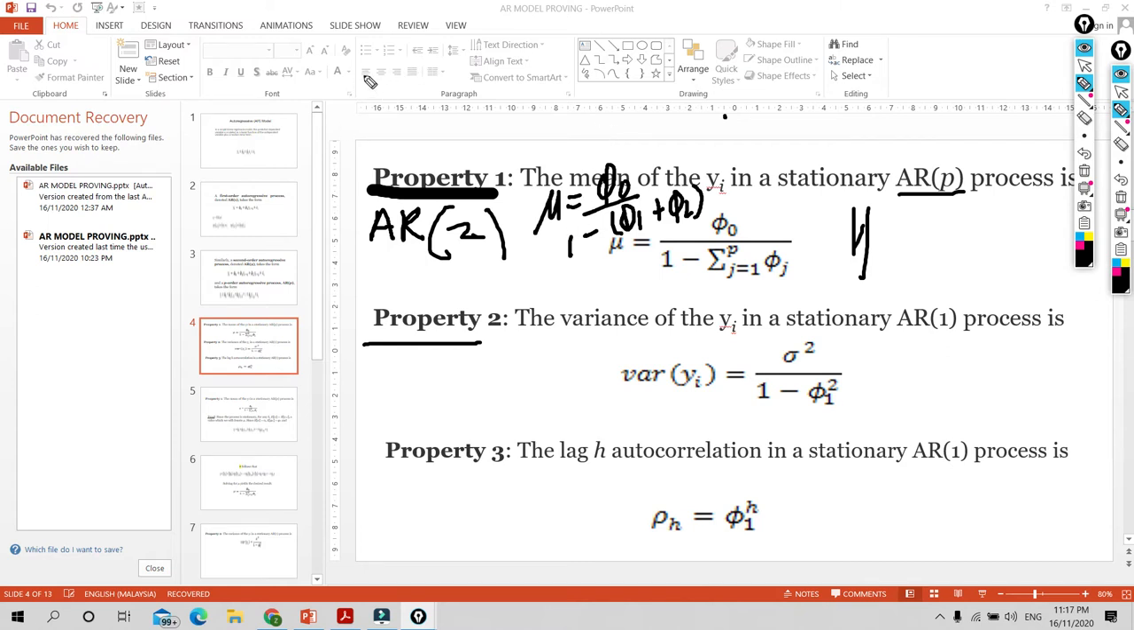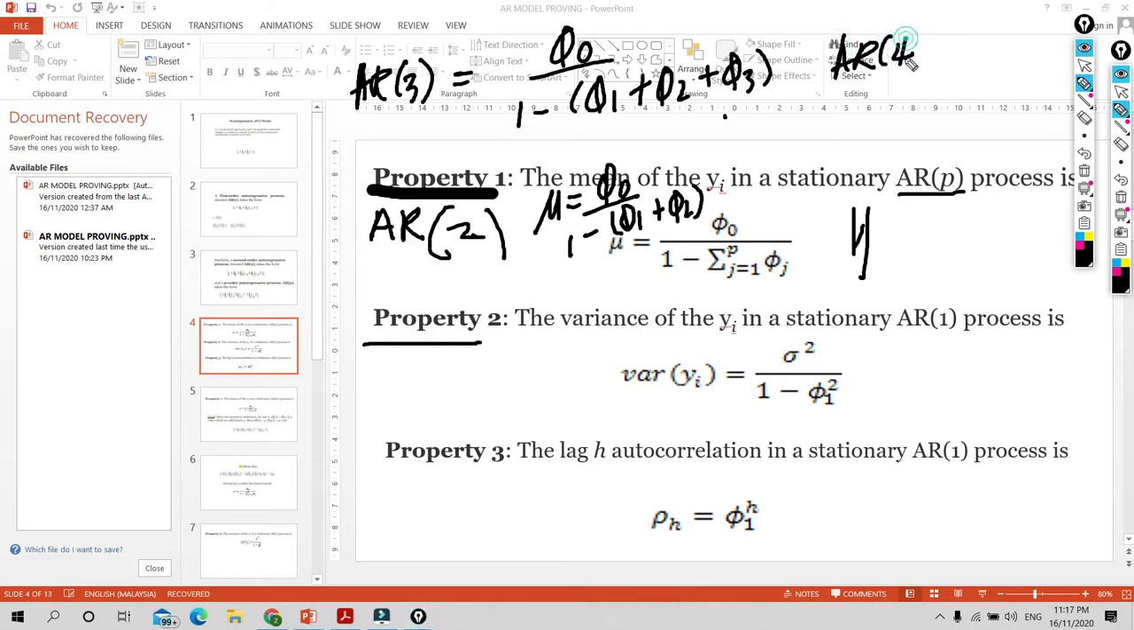Now the mean for the AR3 model is equal to phi naught over 1 minus phi 1 plus phi 2 plus phi 3. The mean for the AR4 model is equal to phi naught over 1 minus phi 1 plus phi 2 plus phi 3 plus phi 4. This is how we get the mean: 1, 2, 3 and 4. And in general, the mean for the AR(p) model is phi naught over 1 minus the summation of phi j, where j is from 1 to p.